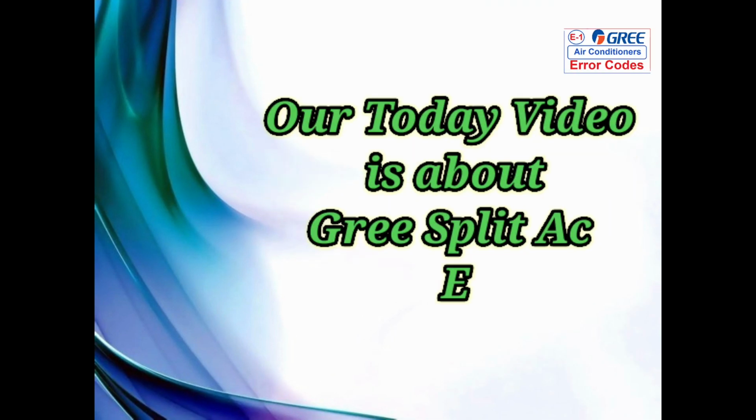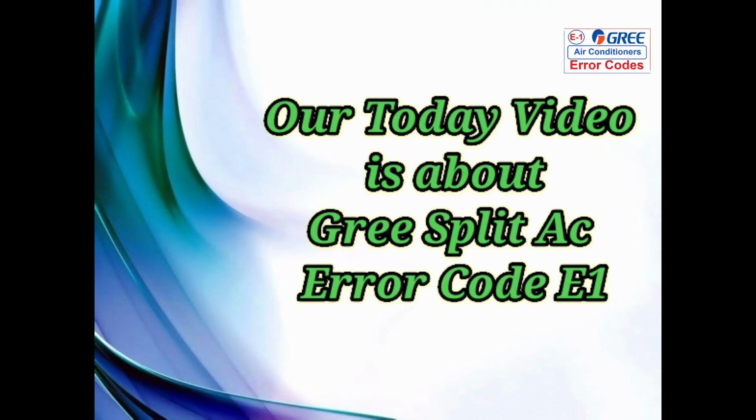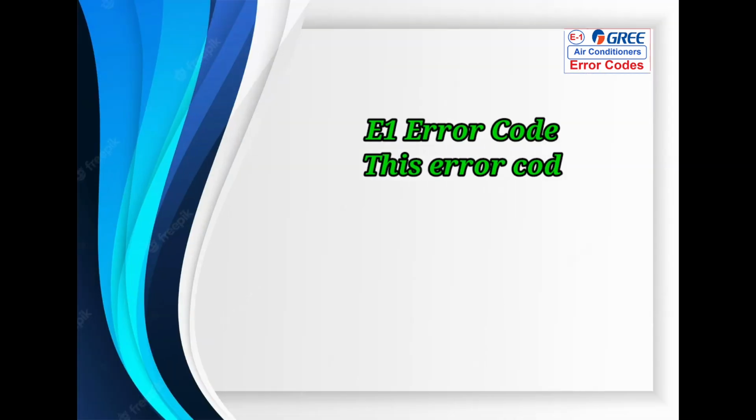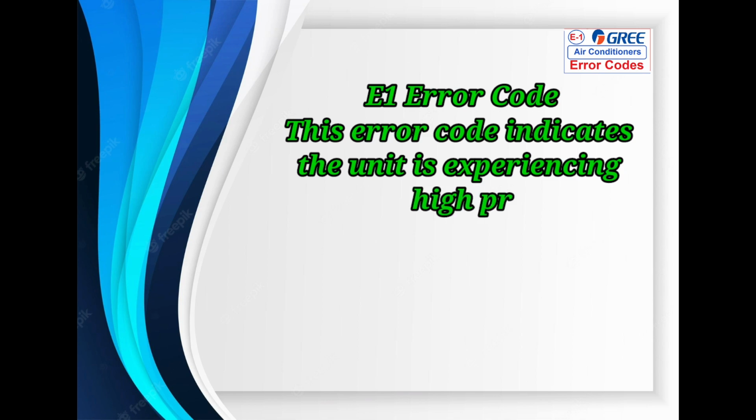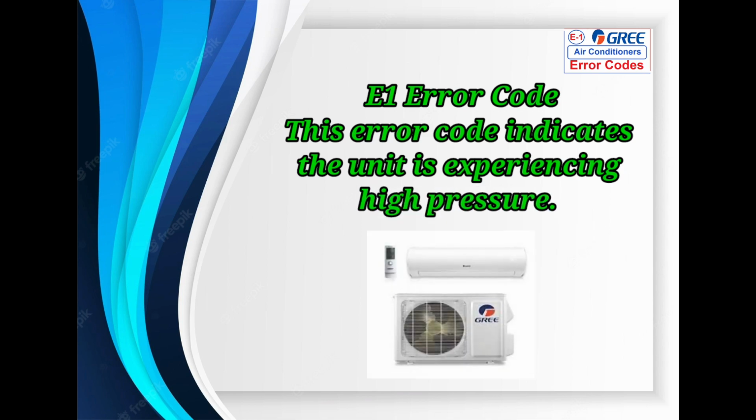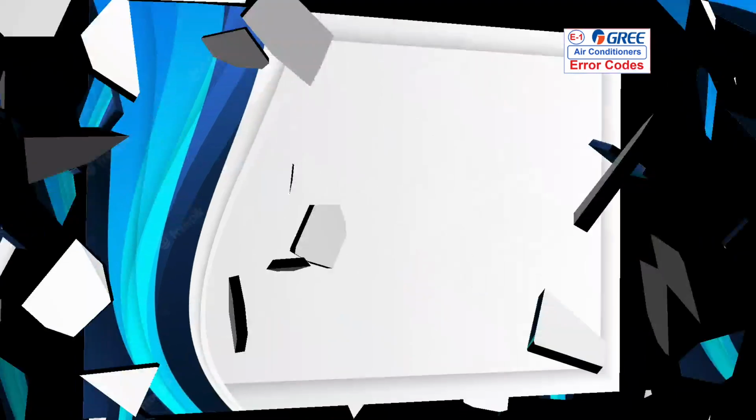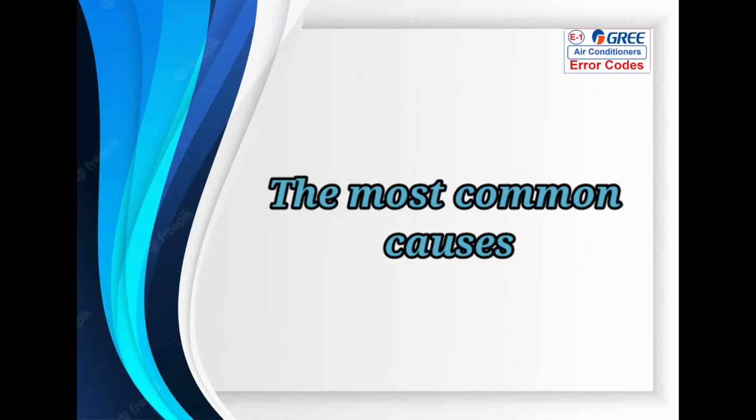Today our video is about Gree Split AC error code E1. So we see why this error will come. E1 error code. This error code indicates the unit is experiencing high pressure. This error came because of the high pressure of the freon.